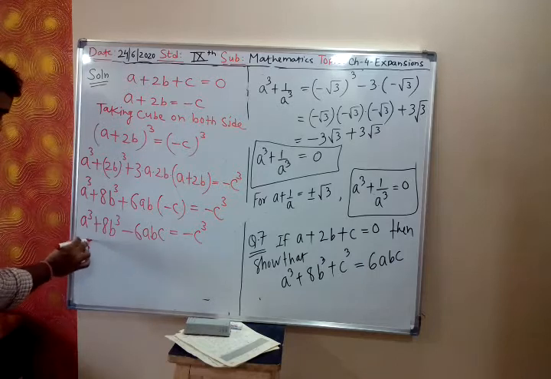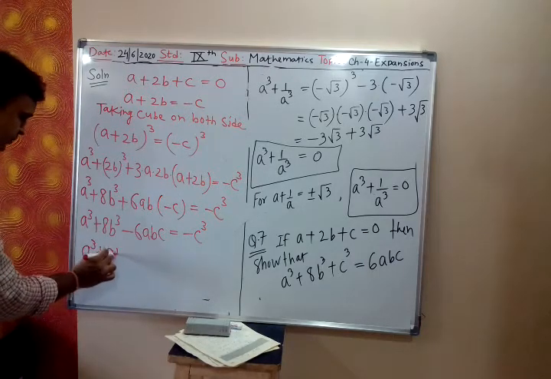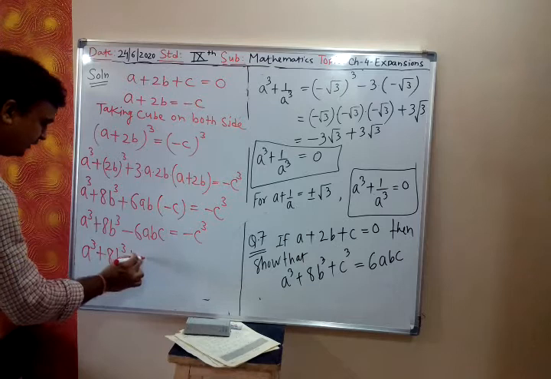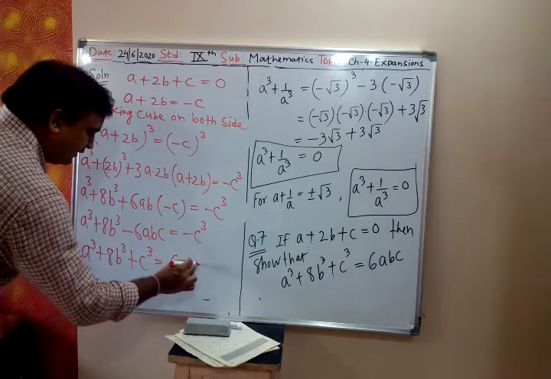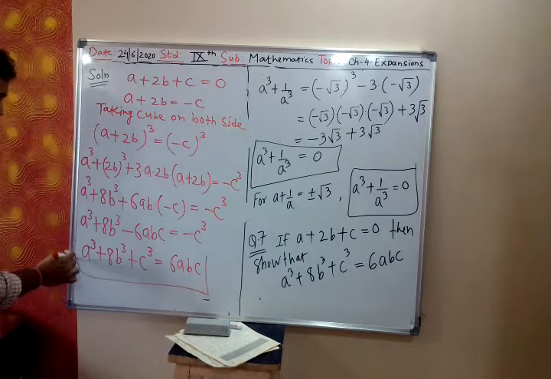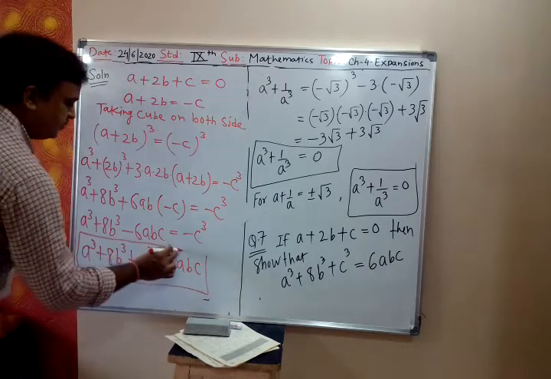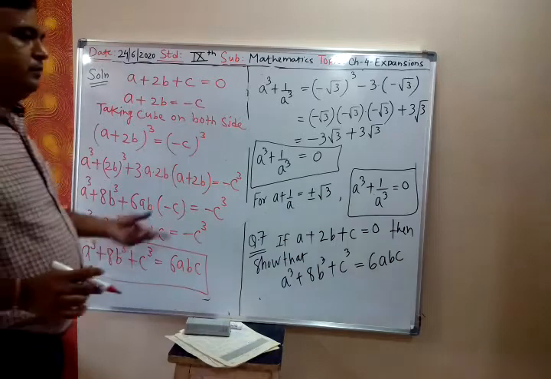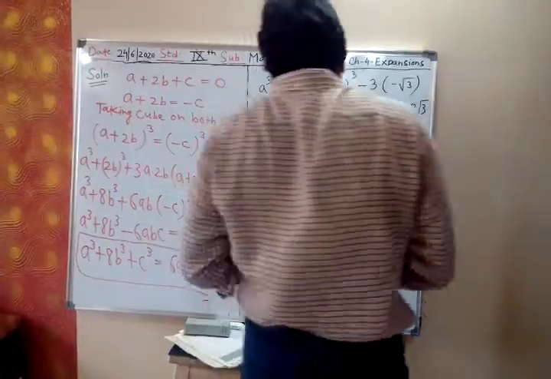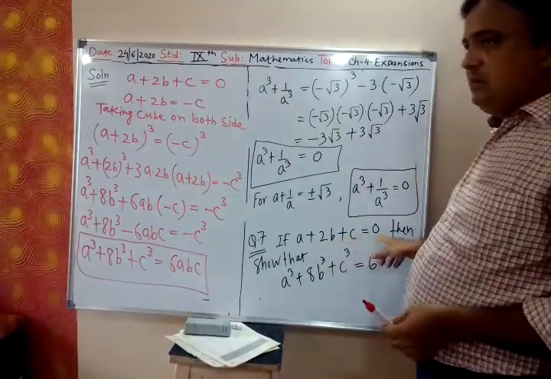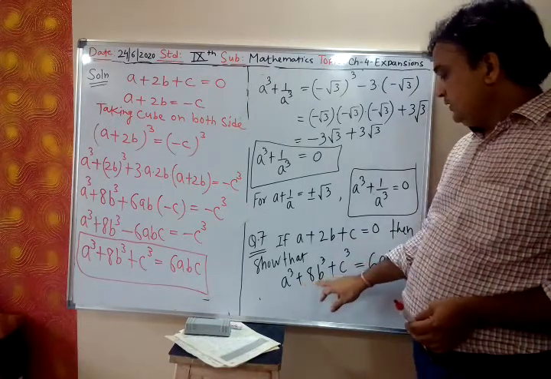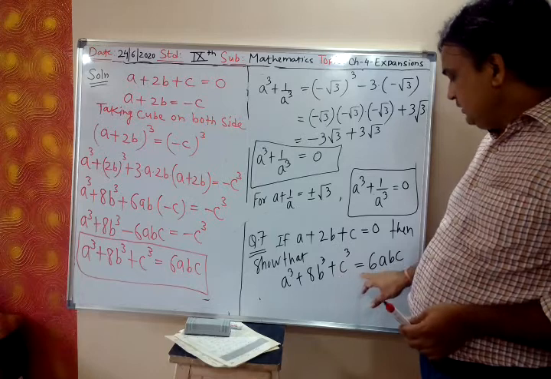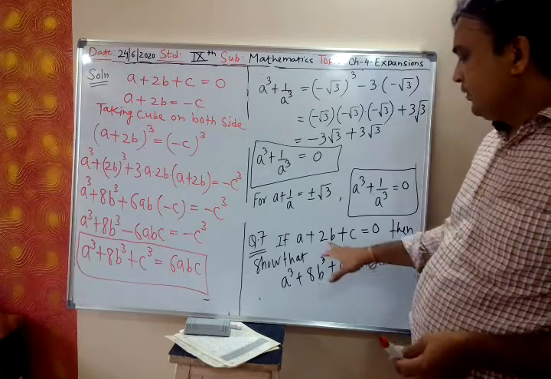So a cube plus 8b cube plus c cube is equal to 6abc, and this is what you want to prove. We were given a plus 2b plus c is equal to 0. Then show that a cube plus 8b cube plus c cube is equal to 6abc.